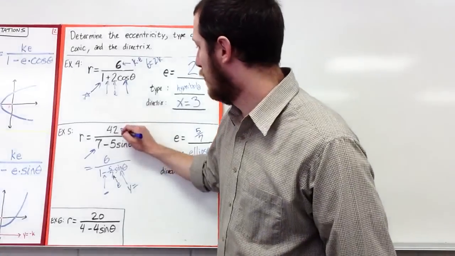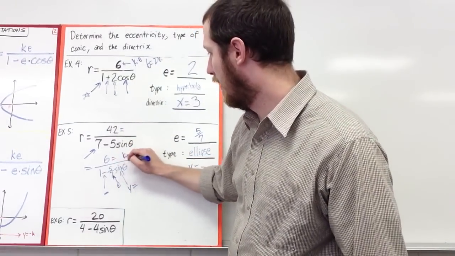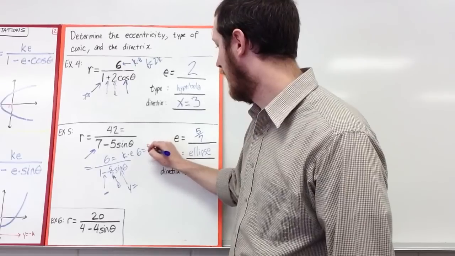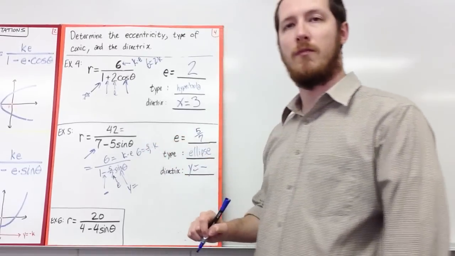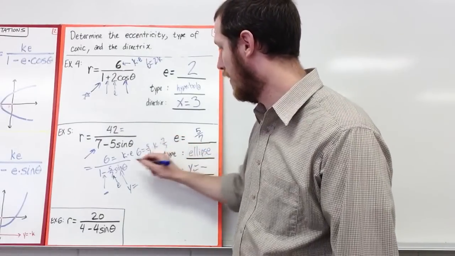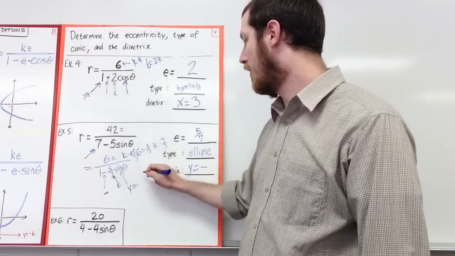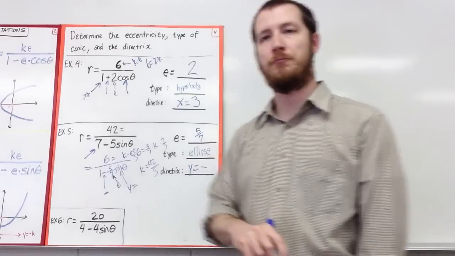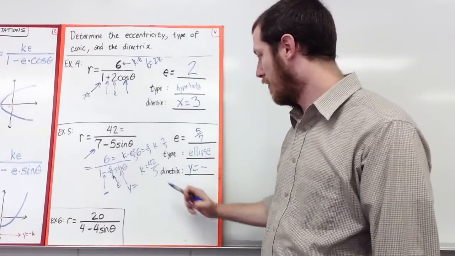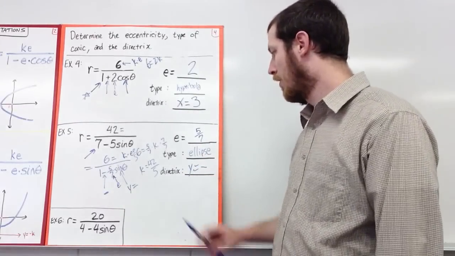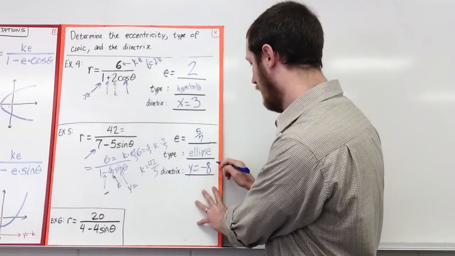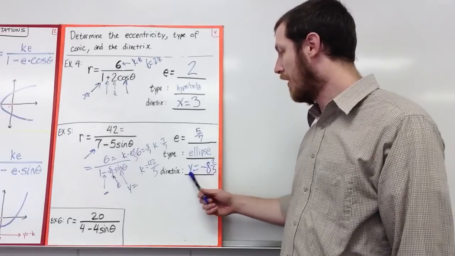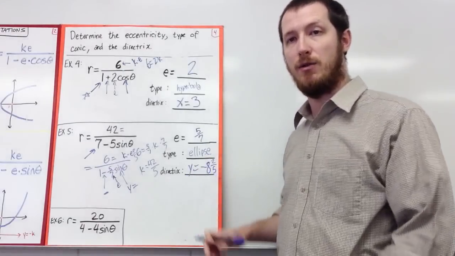Okay, so to find our k value, remember the top is k times e. We already know our e is 5/7. So we've got 6 equals 5/7 times k. If we multiply both sides by 7 over 5 to get rid of that fraction, then we get k equals 6 times 7 is 42 over 5. So our directrix is going to be y equals, don't forget that negative from our equation, and 5 goes into 42 8 times with 2 left over. So eccentricity 5/7, it's an ellipse, and the directrix is going to be at y equals negative 8 and 2/5.